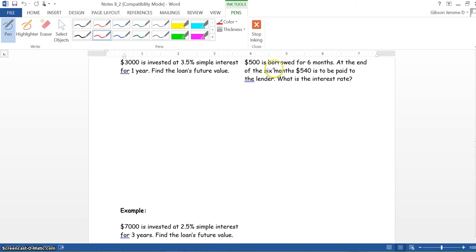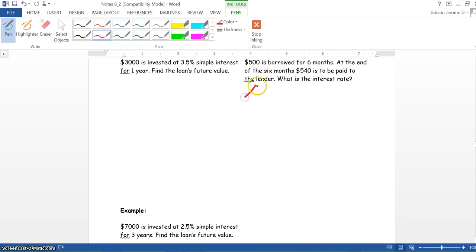Hello class, we're coming back to the problem that we had started in the last section. I just want to start from scratch. So let's look at this problem again. It says $500 is borrowed for 6 months. At the end of the 6 months, $540 is to be paid to the lender. What is the interest rate?